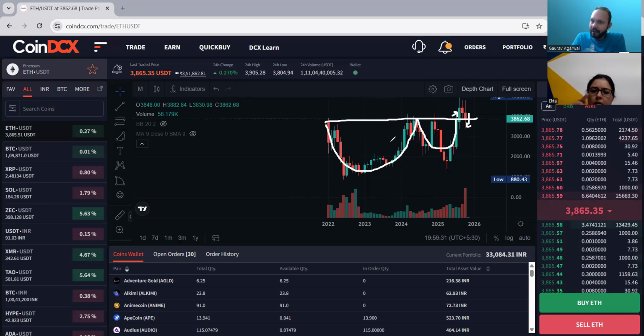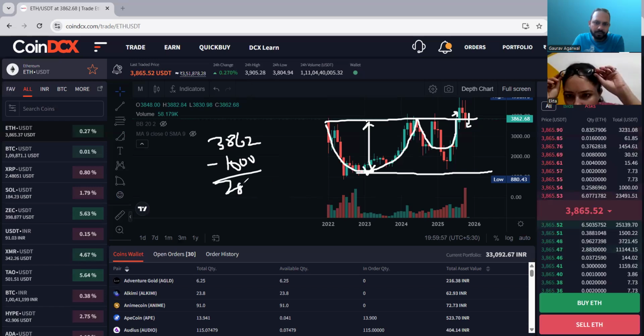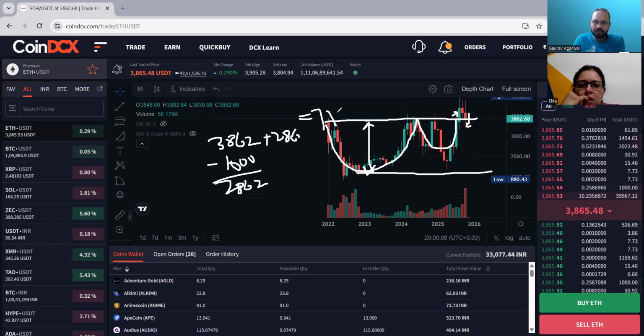So how will you identify the targets? See, in a cup and handle, you can identify the targets also, right? I think I have explained it to you previously. I was actually trying to see how you would draw that curve. Now I realize it's a cup and a handle. So the high price is 3862 and the low price is somewhere around 1000, right? So if you subtract it, you will get 2862. So now the target will be 3862 plus 2862, which means approximately 7000 from here.